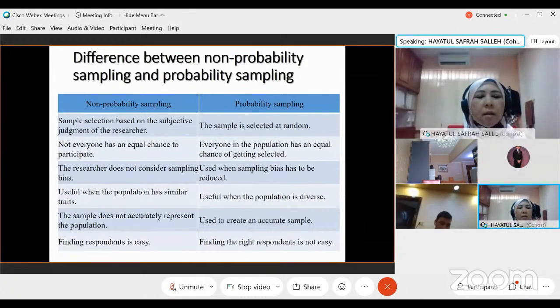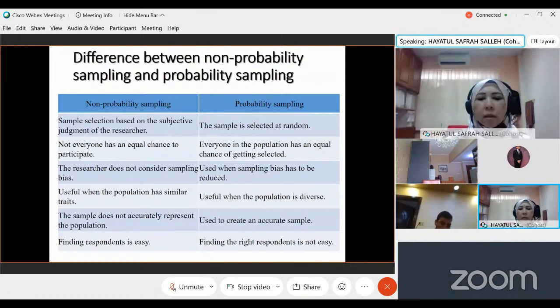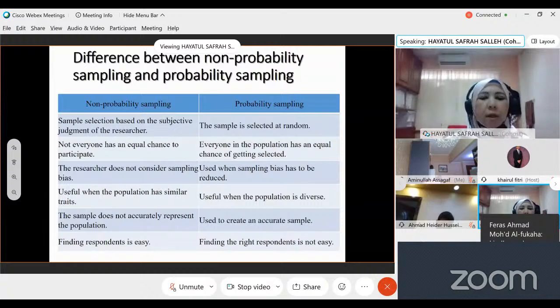Then non-probability sampling is useful when the population has similar traits. But probability sampling is useful when the population is diverse, because that's why you have to select randomly, since their behavior is not similar, for example. So it's advisable for you to choose probability sampling compared to non-probability sampling. The samples do not accurately represent the population, of course.